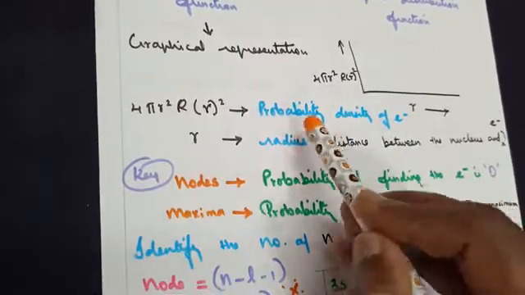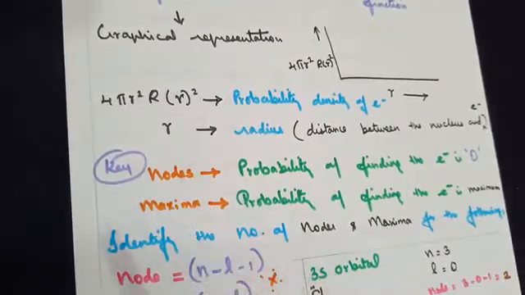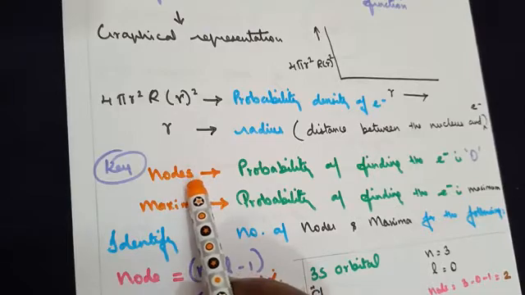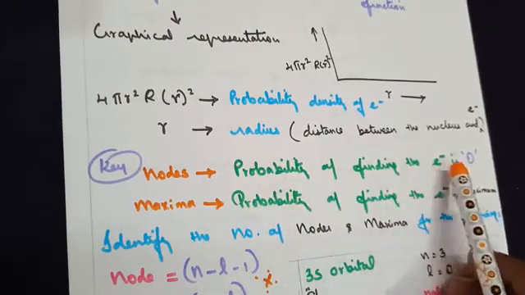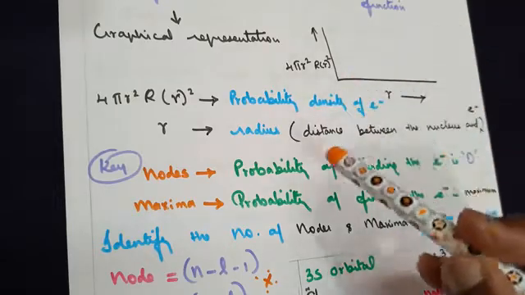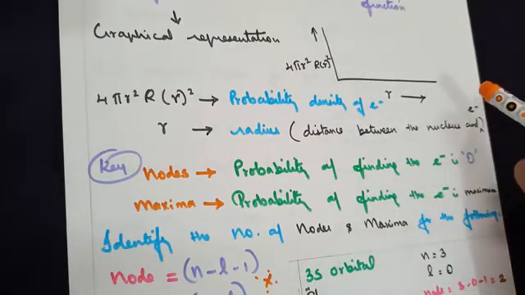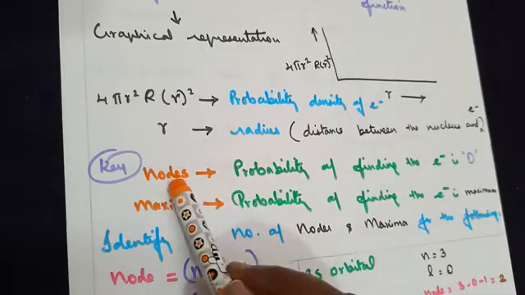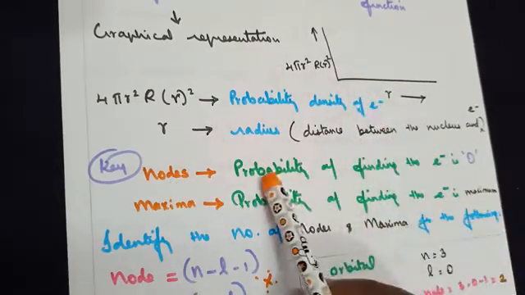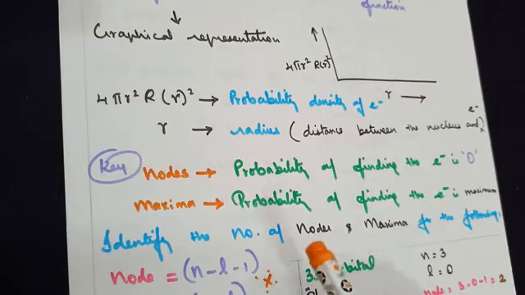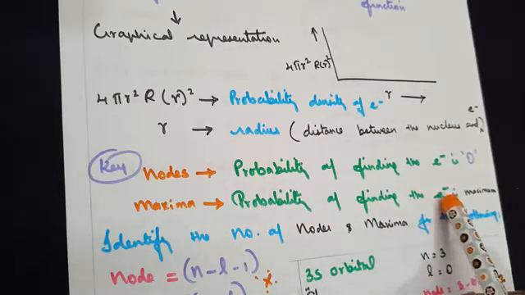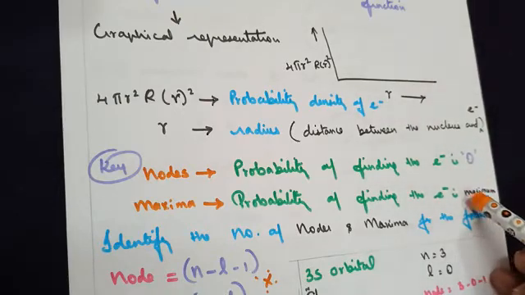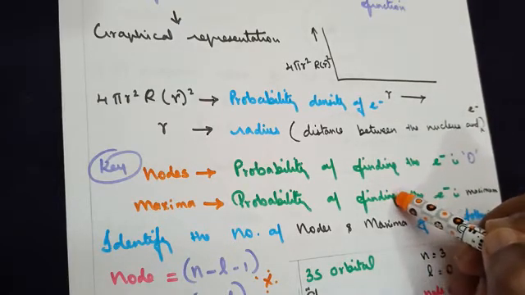What is the concept underlying it? Two concepts you need to know: nodes and maxima. Node or nodes, they are one and the same, meaning the probability of finding the electron is 0. So in the atom, everywhere you cannot find the electron. When you say node, in that particular place the probability of finding the electron is 0. When you say maxima, the probability of finding the electron in that particular place is maximum. So these are the key concepts you need to remember.